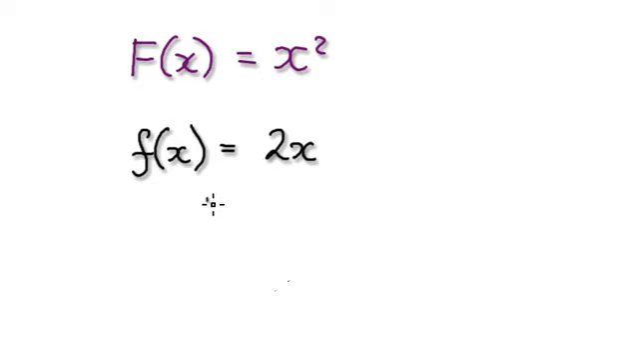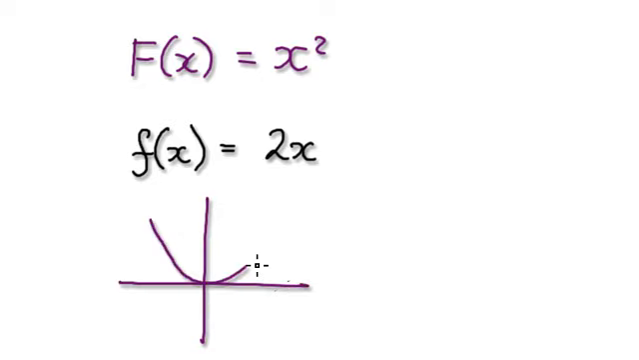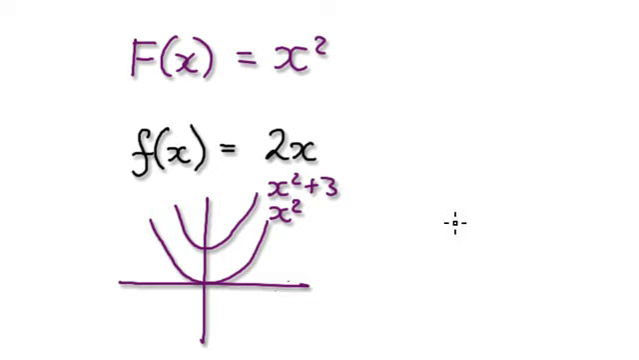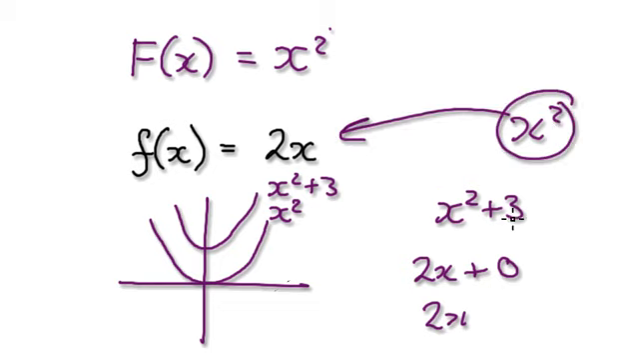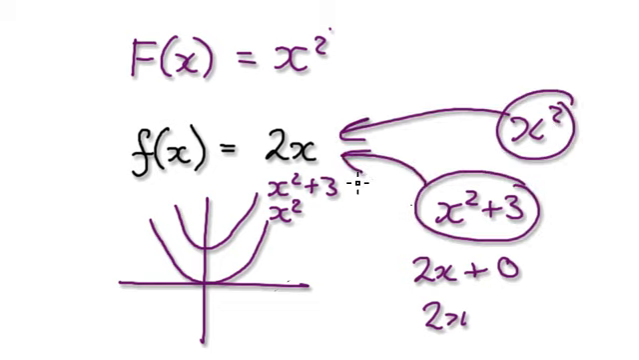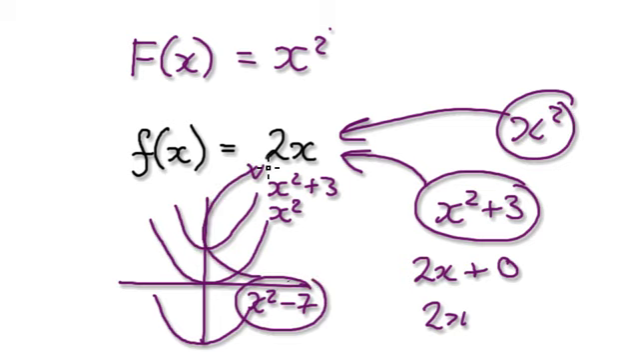x squared. But here's the thing: if you look at the graph, x squared will look like this. So this here is x squared. If you look at x squared, and let's just say x squared plus 3, when you differentiate x squared plus 3, it will give you 2x, and then plus 0, which is 2x. The point is that x squared will differentiate to this, and x squared plus 3 will also differentiate to this. And x squared minus, let's say, 7, will also differentiate to this.